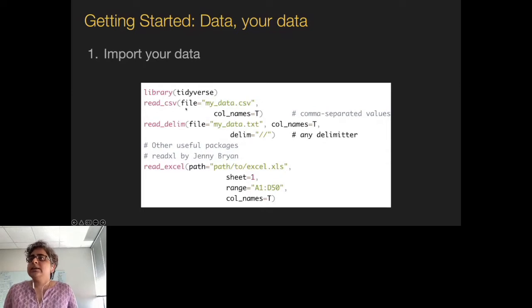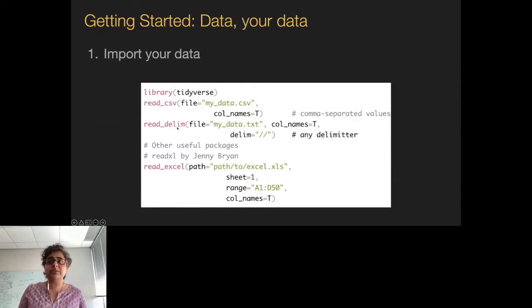Okay. So read_csv basically has the default parameters that are set to read a CSV file. All you need to do is point to where the file is, or the full path. And then if you have column names, you just say col_names equals TRUE, and that's it.